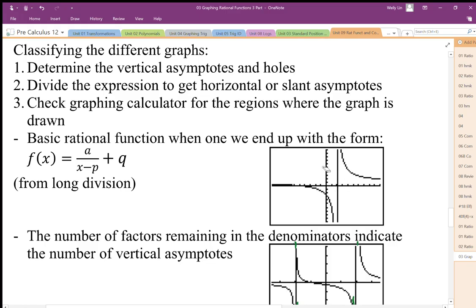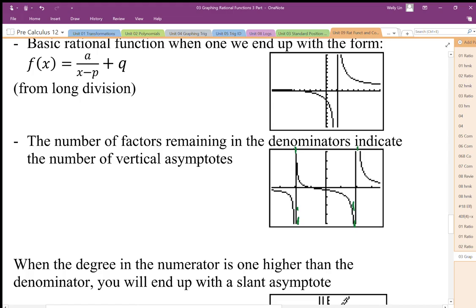In this case, we only have one denominator factor that's uncancelled, and then we can work out the horizontal asymptote from our limit. If we factor and simplify and have a double vertical asymptote, that would mean we have two factors in the denominator left over. So I would end up with some factors x minus a, x minus b, and that would give us two vertical asymptotes here and here.